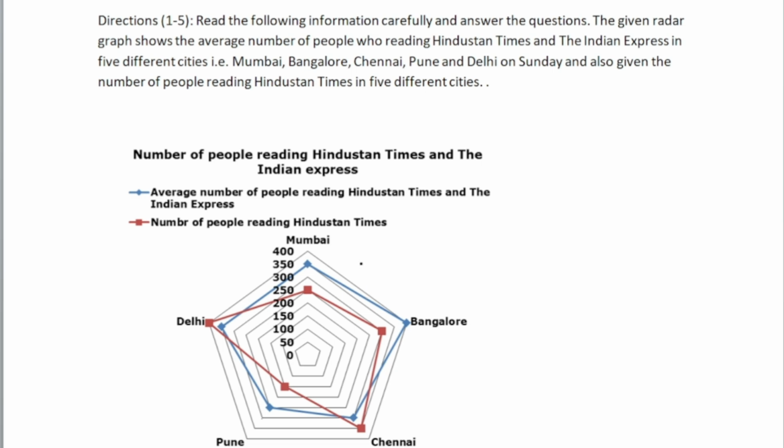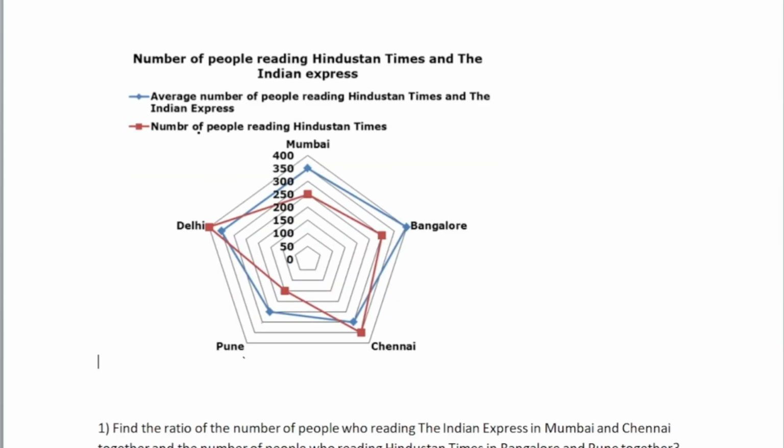So this is a radar graph. The directions: the given radar graph shows the average number of people who read Hindustan Times and Indian Express in 5 different cities, that is Mumbai, Bangalore, Chennai, Pune and Delhi on Sunday, and also given the number of people reading Hindustan Times in 5 different cities. The average number of people reading Hindustan Times and Indian Express is represented by this blue line.